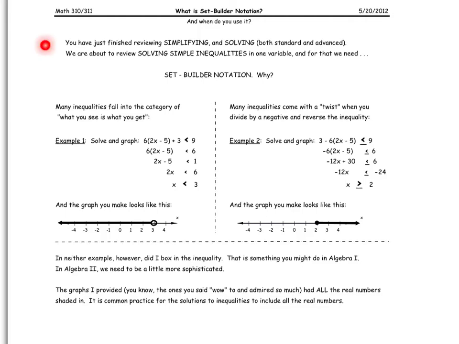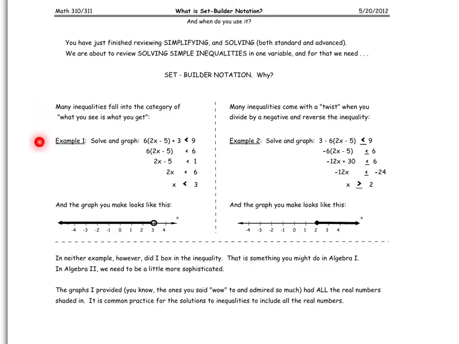You have just finished reviewing simplifying and solving, both standard and advanced. We're about to review solving simple inequalities in one variable, and for that we need set builder notation. In a minute we'll see why. Many inequalities fall into the category of what you see is what you get.